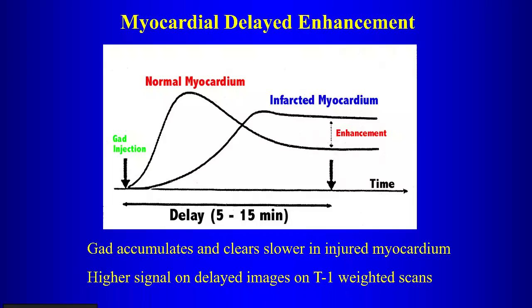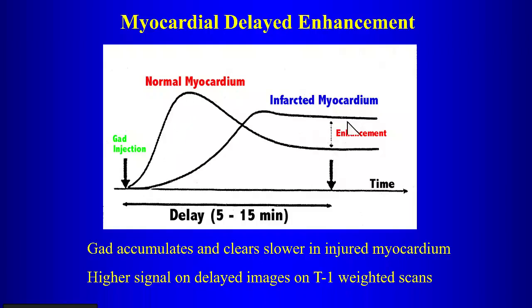Okay, so this is where we left off last time. So we're going to start to talk about myocardial delayed enhancement. So what happens to the myocardium when we administer gadolinium and do MR imaging? Well, normal myocardium will take up the gadolinium quickly, and then it washes out rather rapidly.